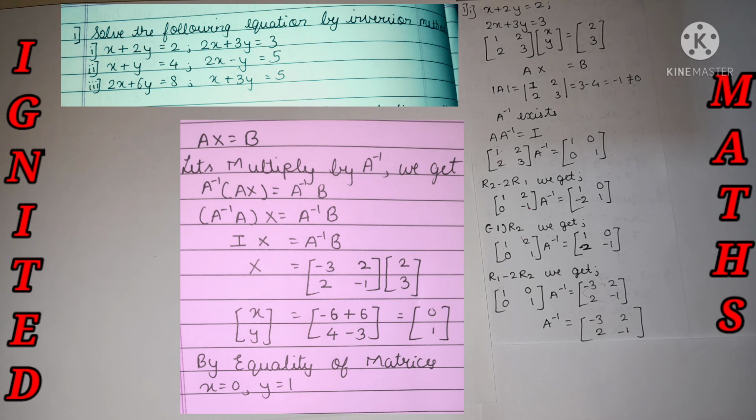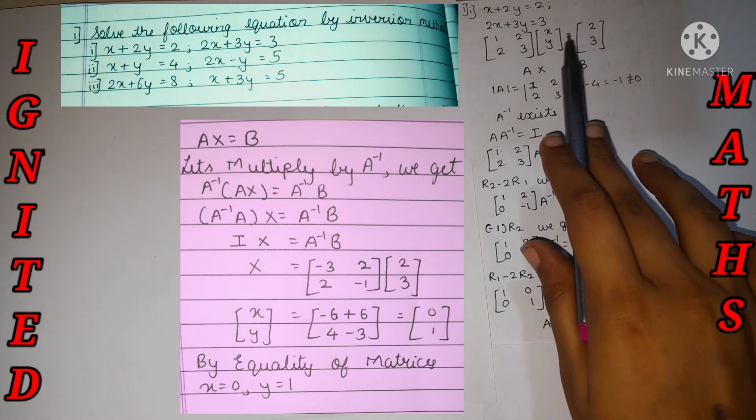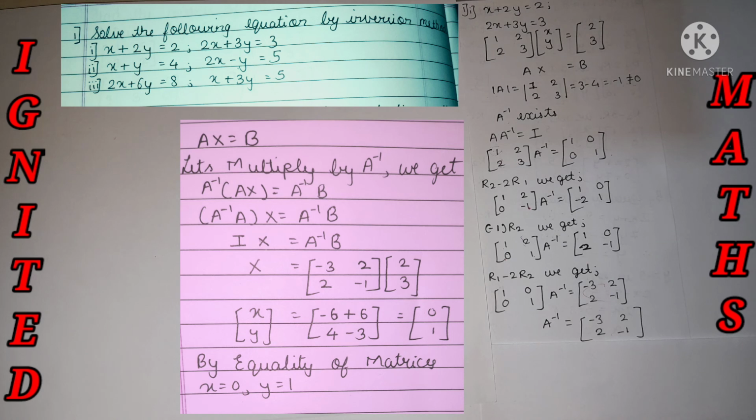For that purpose, I'll do a quick calculation over here. Ax = B. If I multiply both the LHS and RHS by A inverse, I will get A inverse A x = A inverse B. A inverse A is nothing but I. Just put it: Ix = A inverse B. So what will be the value of X? X is nothing but the column (x, y). A inverse we have found, and B we know. Just do the matrix multiplication, and we get the answer.